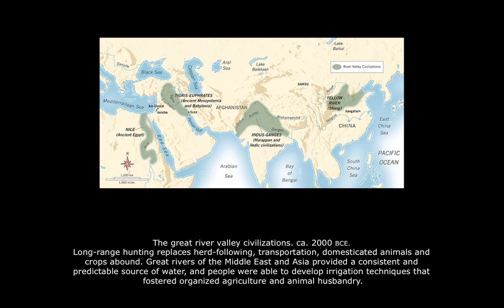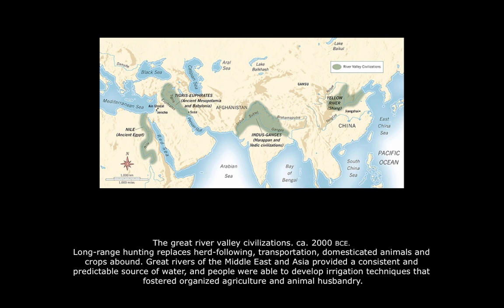All right. So following the Paleolithic period and the Neolithic period, we begin to see the emergence of these great river valley civilizations. Once people transition from Paleolithic to Neolithic and they start cultivating crops and doing more long-range hunting instead of following the herd wherever it's going, we begin to see more stable housing.